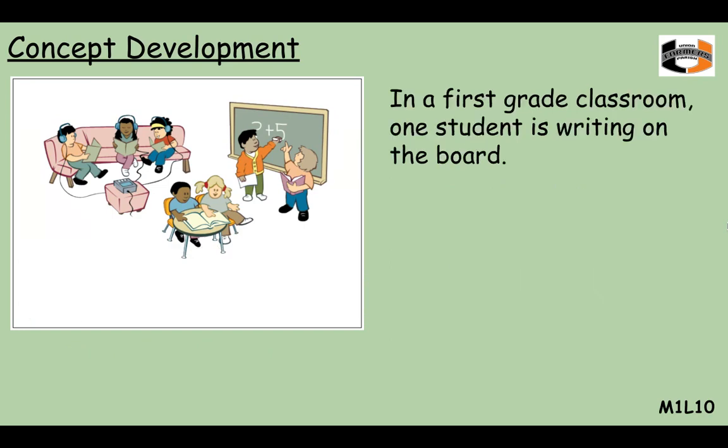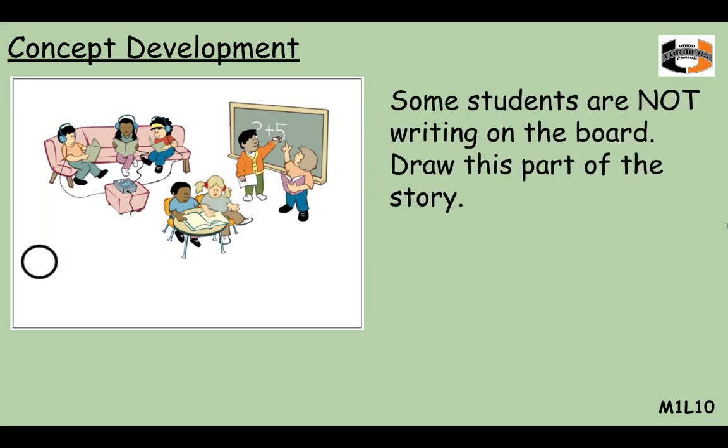In a first grade classroom, 1 student is writing on the board. So we're going to draw 1 circle to represent that 1 student writing on the board. Some students are not writing on the board. Draw this part of the story. So if there is 1 writing on the board, then there must be 1, 2, 3, 4, 5, 6 not writing on the board. So we're going to draw those.